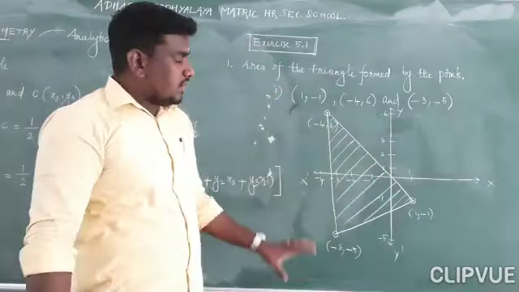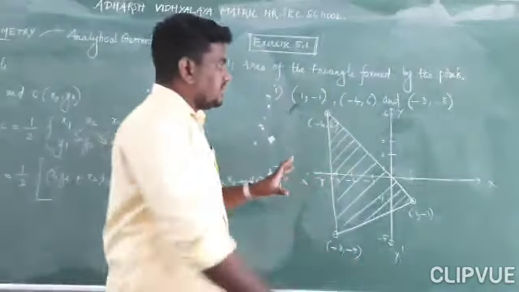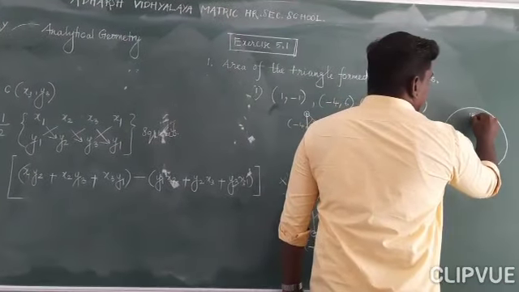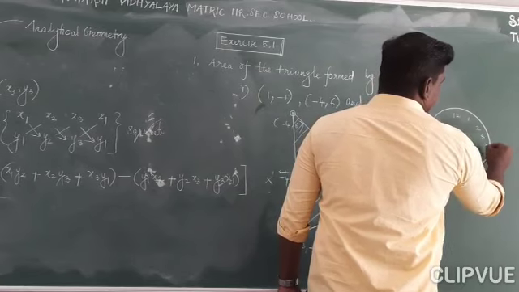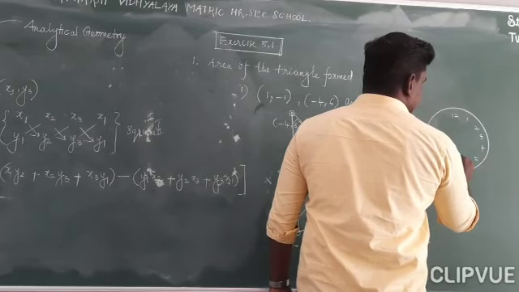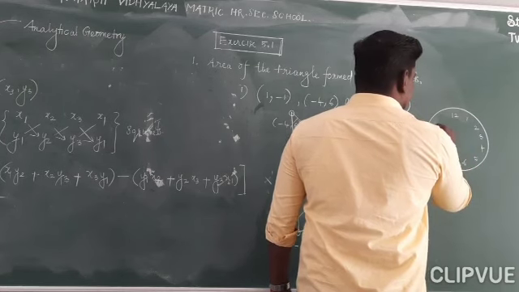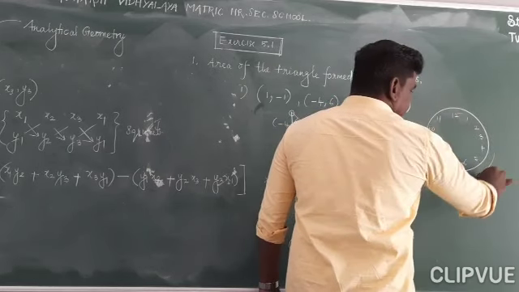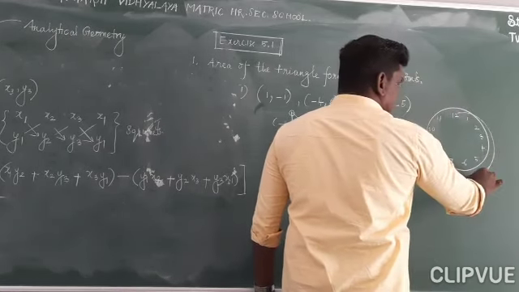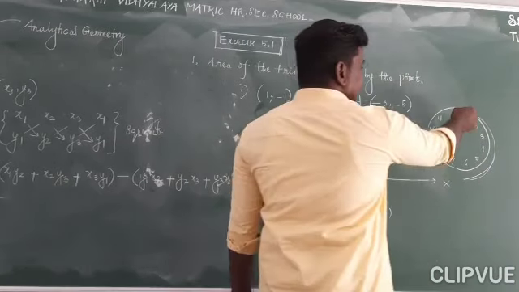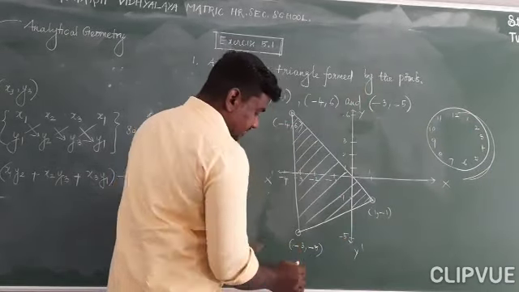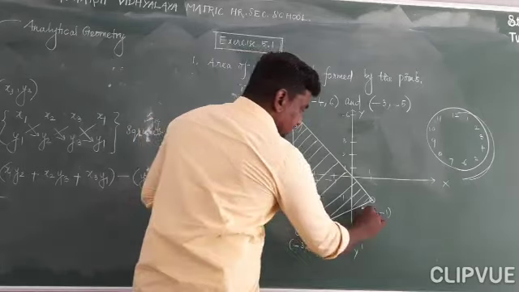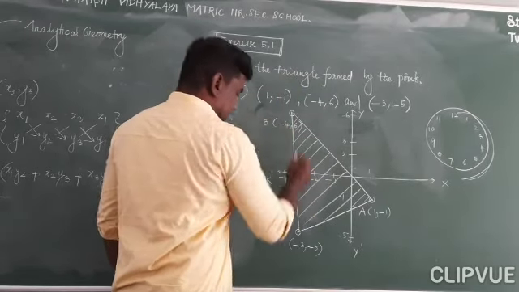We can name the vertices in anti-clockwise order. Anti-clockwise means, this is a clock. So here 12, 1, 2, 3, 4, 5, 6, 7, 8, 9, 10, 11, like this. If we go like this, this is clockwise. So anti-clockwise means like this. Okay. So if I take this as A, then it should be B, then C. You can take this is A, this is B, this is C.